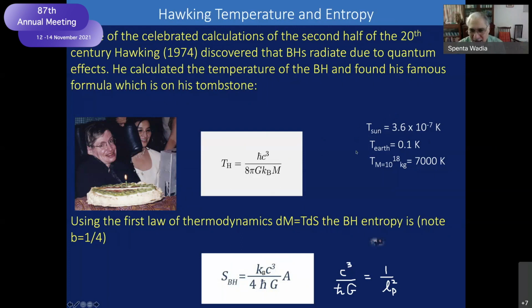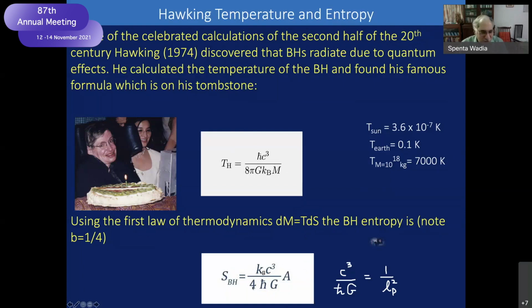If you introduce the mass of the Earth, you'll get something like 0.1 Kelvin. However, if you reduce the mass further, the temperature is very high. So that's just to give an idea of the numbers involved in this formula. And most fundamentally, this formula is proportional to Planck's constant, so it's purely quantum mechanical. This is the point. Now we take this temperature entropy connection, substitute in the first law of thermodynamics, and you get the famous formula of Bekenstein and Hawking, in which the constant B now turns out to be 1/4.